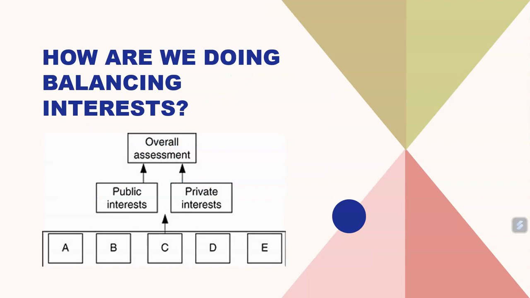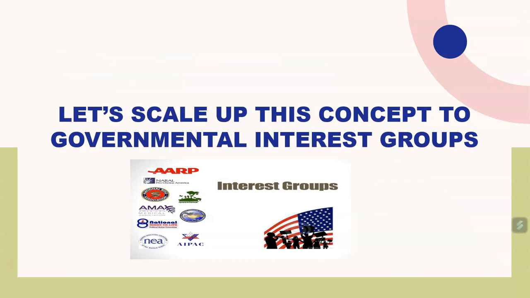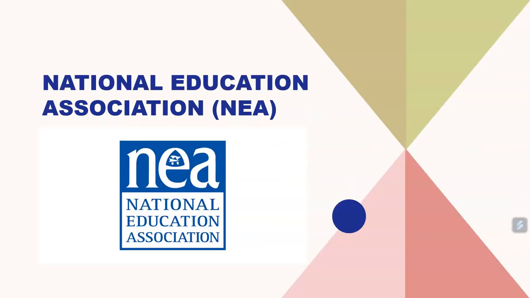Now, the question I'm going to pose to you, if you were absent, you can think about this. How's Clarenceville doing in balancing these interests? So it's more of an opinion question, but we talked about that in class. Okay, so let's scale up to the concept of governmental interest groups. And we'll be looking at seven of them, okay? And I'm going to have you do the heavy lifting, looking at these.